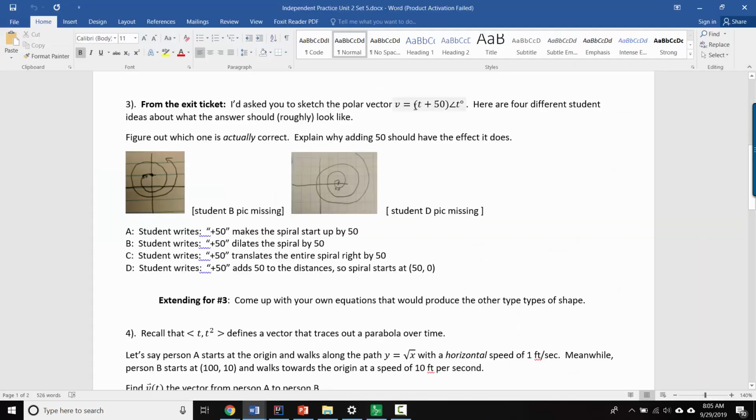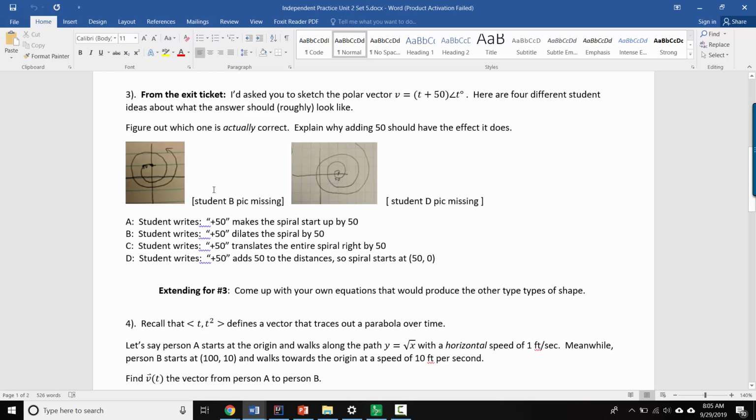Okay, question 3 was from the exit ticket. So I asked you about this time-changing polar vector equation where the distance is t plus 50 and the angle varies with time. And I got a couple of interesting different results. So some people thought that this plus 50 was shifting the entire spiral over by 50. So it was centered at 50, 0 if we were thinking in a rectangular way.